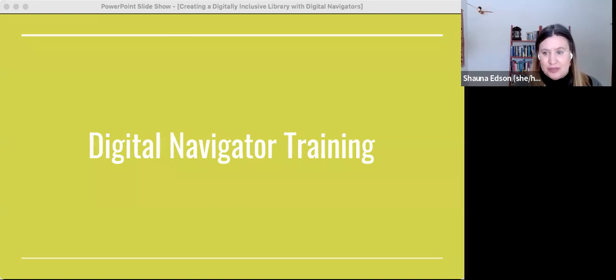So it's really, really hard to be able to train somebody in all the areas that they might need to support individuals. So our training started with an introduction and discussion around the field of digital inclusion and how and why the Digital Navigator program came to be. It was important for participants to have a grounding framework for this work and the role it plays in the larger mission of the city library.